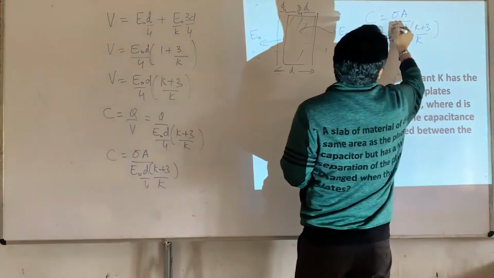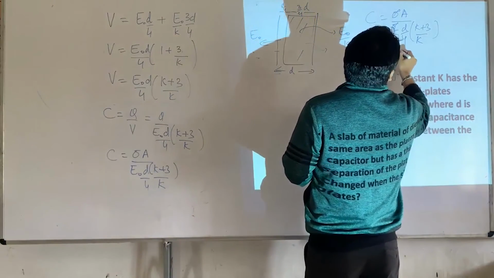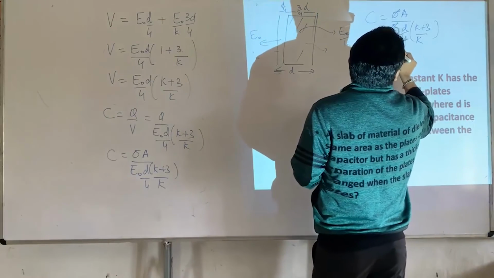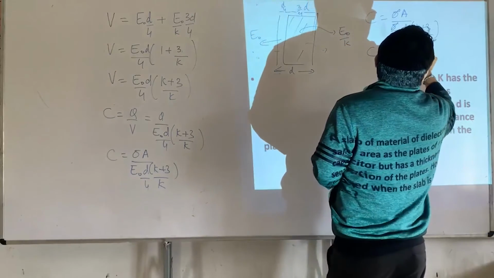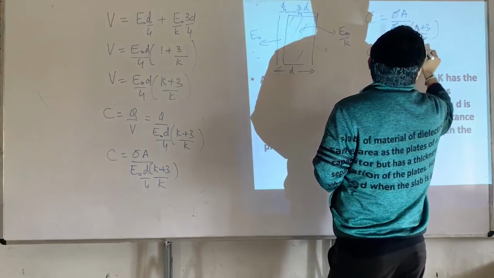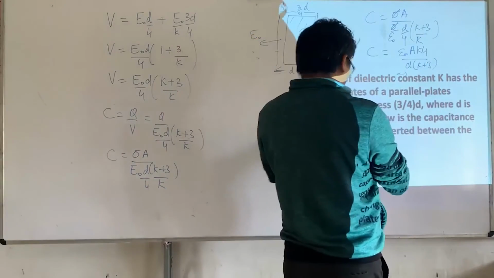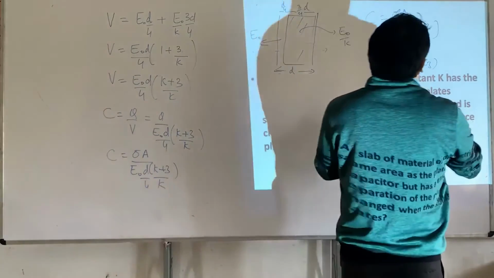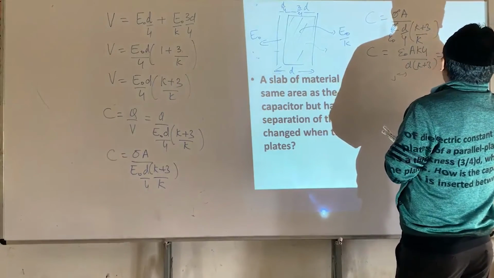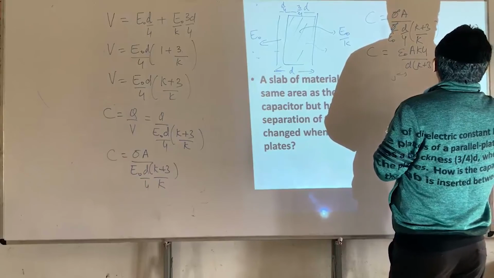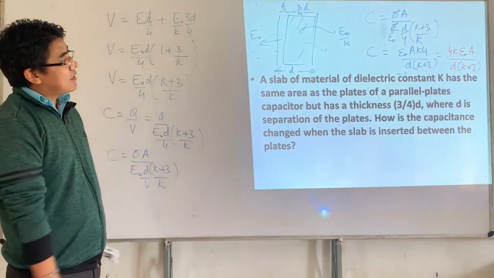So sigma cancels out. Finally, what I am going to get is A epsilon naught, look here, right? Epsilon naught A, then K4 divided by dK plus 3. Finally I will write, this is equal to 4K epsilon naught A divided by dK plus 3. I think this is the answer. This is the answer, right?